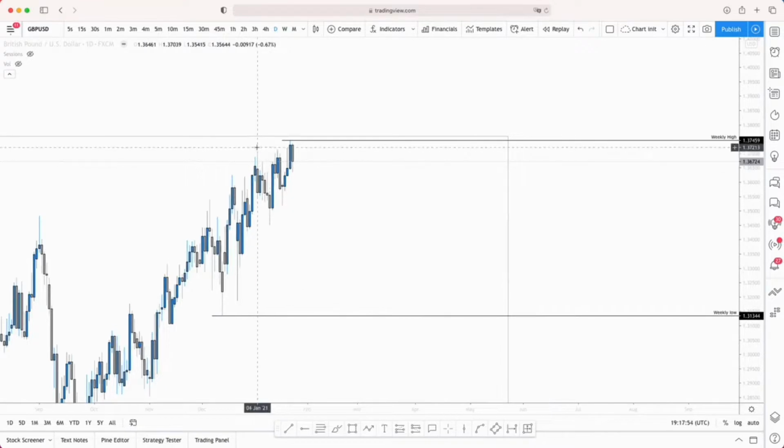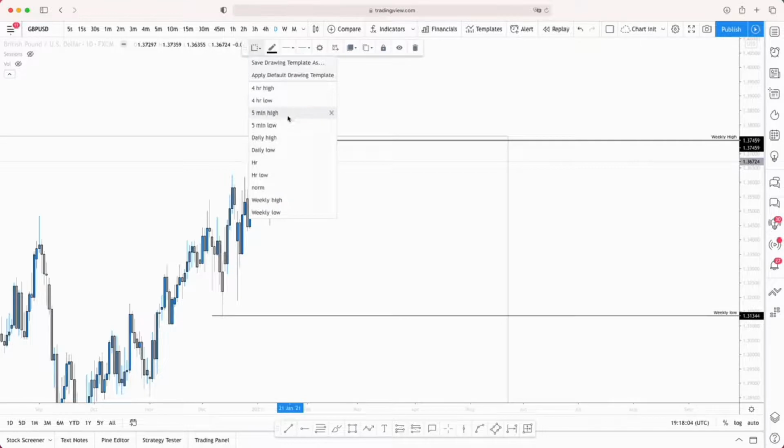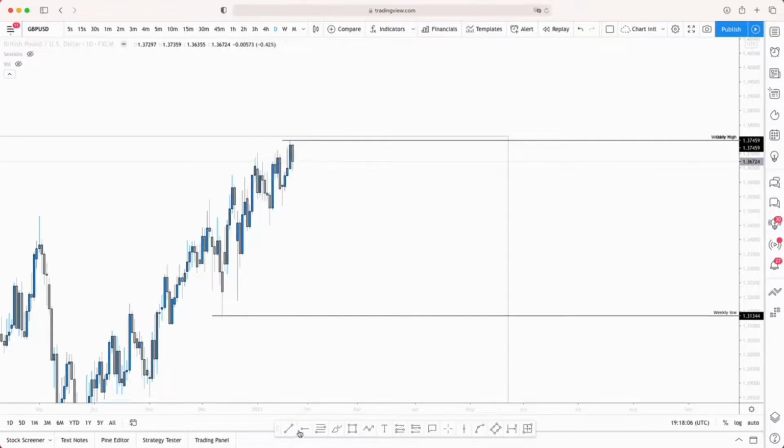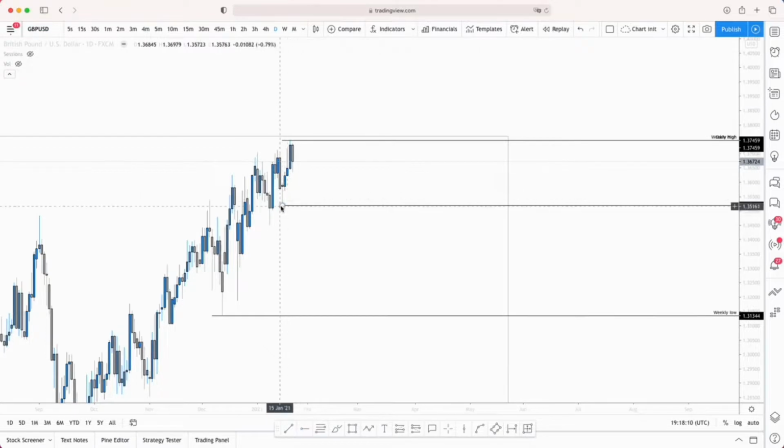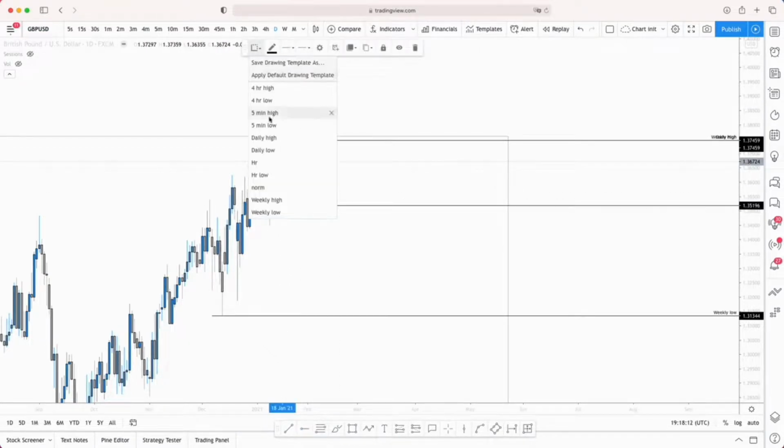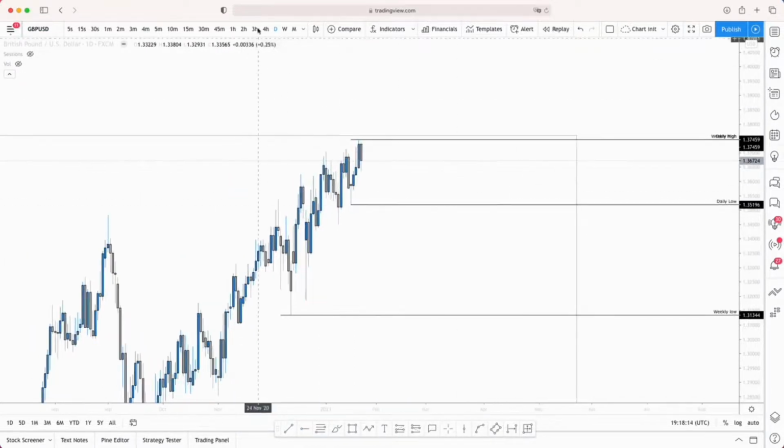So you will have some overlap where you'll have the daily high, which is here. Okay, daily high is there. Daily high is this one. And the daily low is going to be this one. And again, we can label that out. So daily low. Okay, same thing.